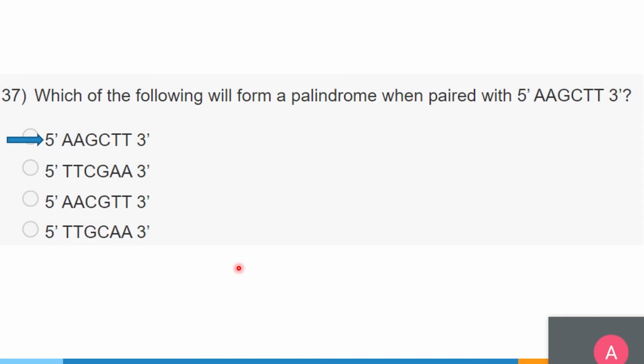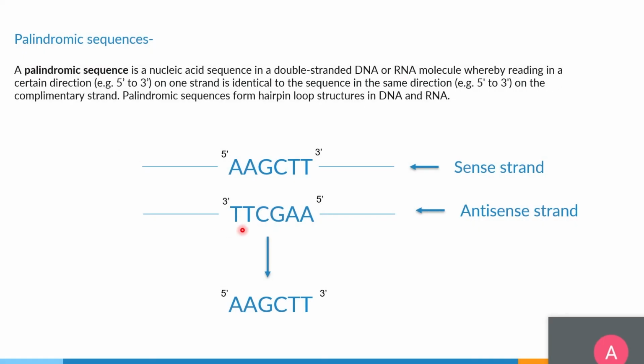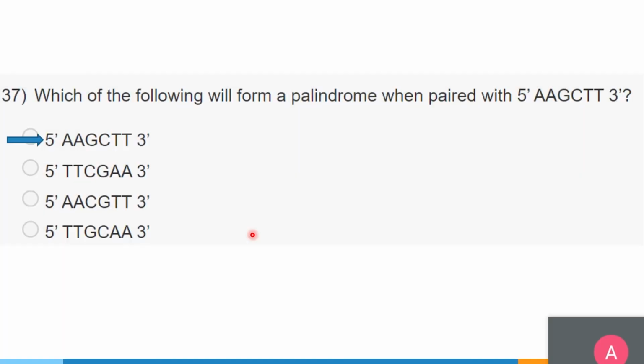Thus, the answer to the question is, from the 5' to the 3' direction, AAGCTT. Obviously, we should not make the mistake of answering TTCGAA, because nucleic acid sequences are always read from the 5' to the 3' direction. So the answer is obviously not TTCGAA, but instead AAGCTT, which is the number one option.